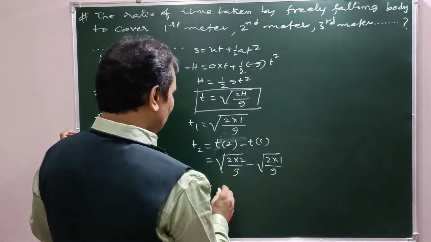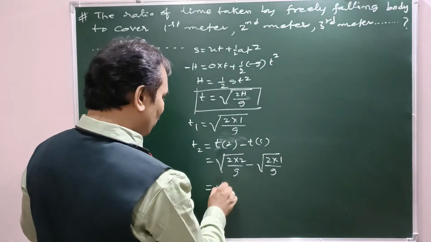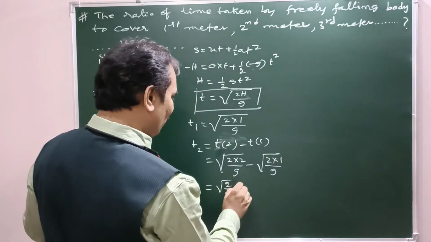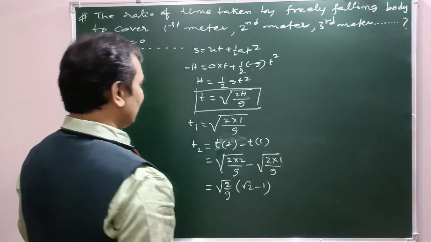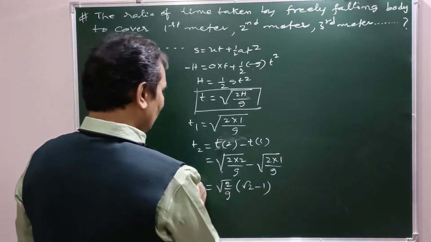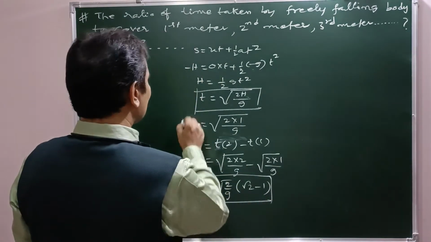That is t2. Root 2 by g is common. That is root 2 minus 1. Alright? This is what t2. This is what t1.